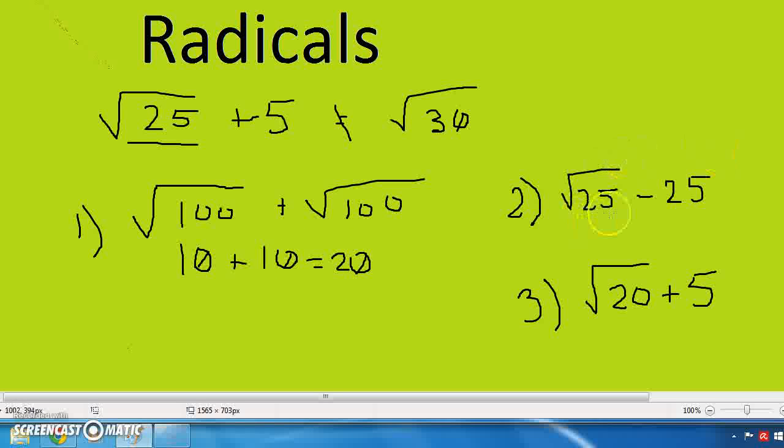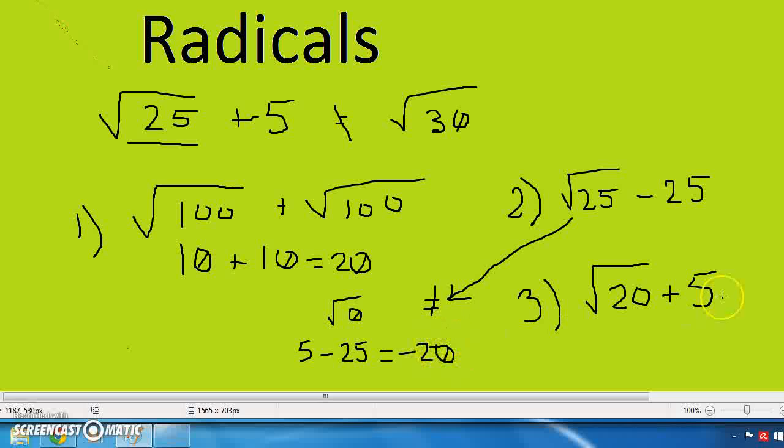Number 2, like I said, inclusive. You can't subtract this. This is not equal to, I made that clear last time, but that's what I meant. Not equal to the square root of 0, which would be 0. This is actually equal to the square root of 25, which is 5, minus 25, which would give you negative 20. So those are the answers to those two.